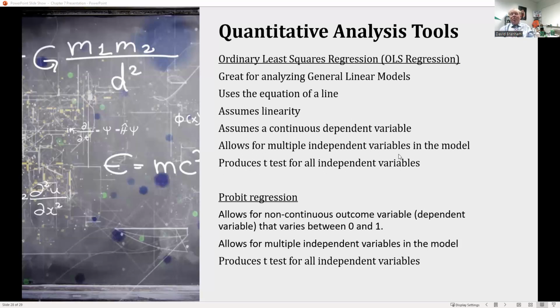OLS regression is a great tool. So when you get to it in stats, pay attention, do well on it. And I'm happy to answer any questions you have on it.